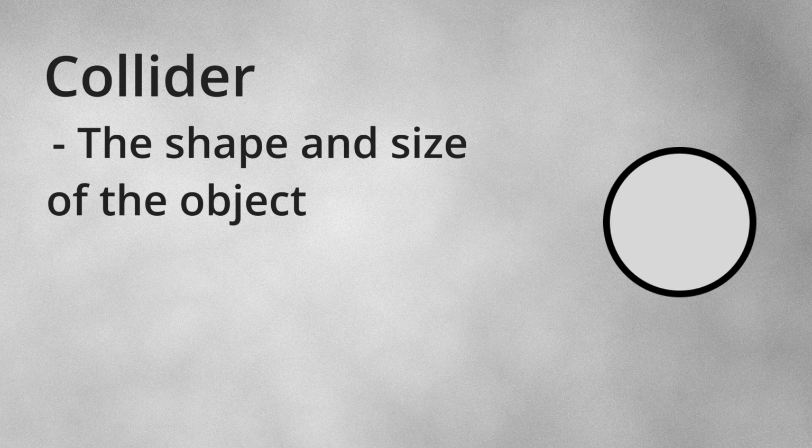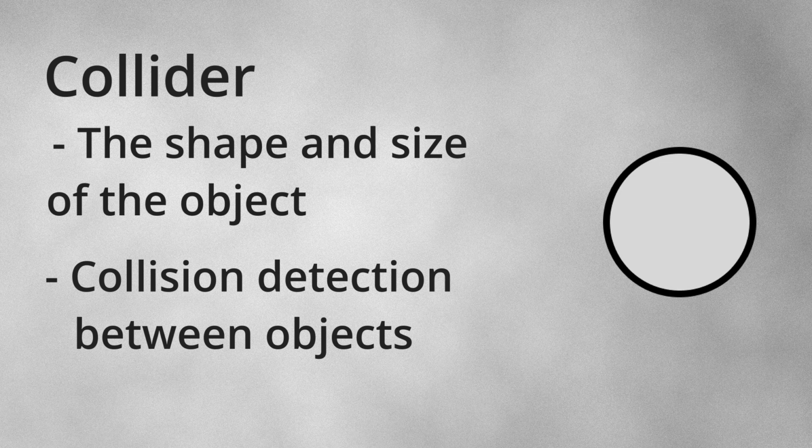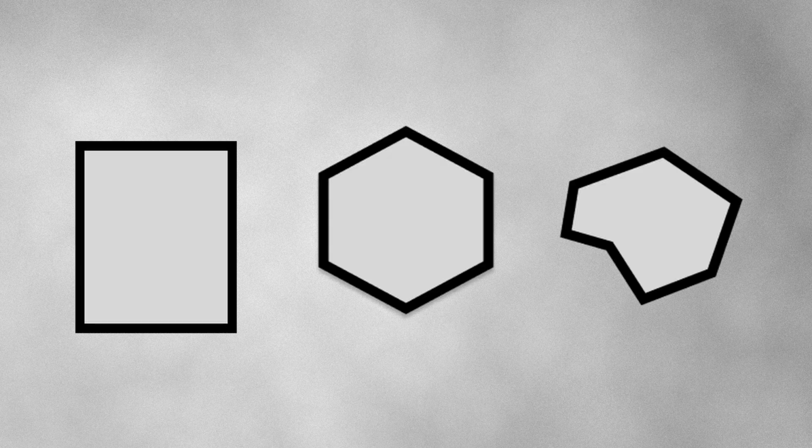A collider also contains the code required to calculate the data points required for the collision response between itself and other types of objects. Colliders can represent rectangles, hexagons, and even irregular shapes, but for this video, let's just stick to a single type of shape: circles.